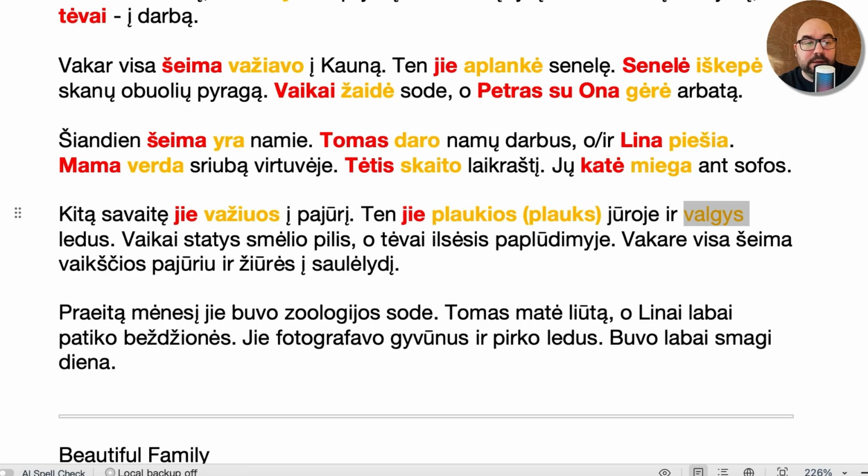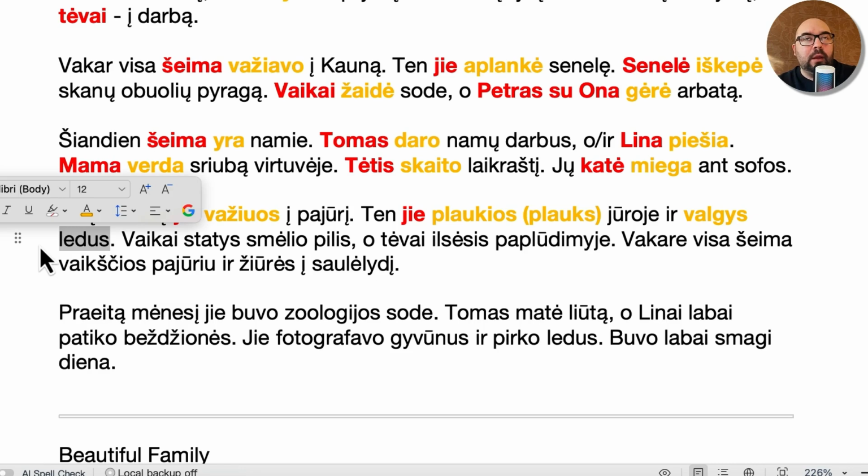And will eat ledus, ice cream. By the way, the word for ice cream and ice is the same word. So ledas is just usually ice, singular. Ledai, plural, is ice cream.